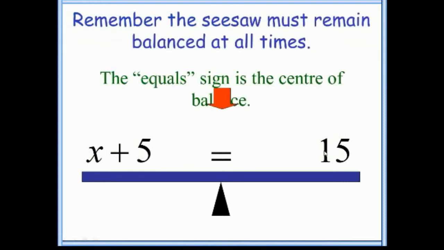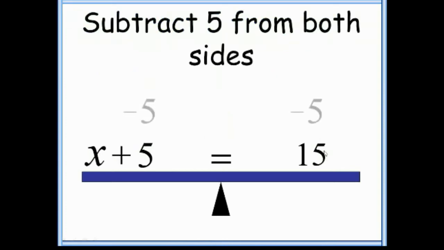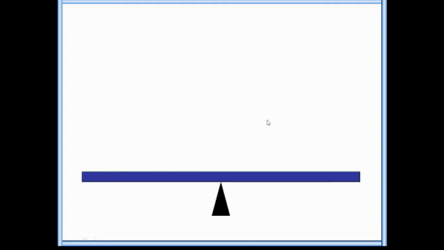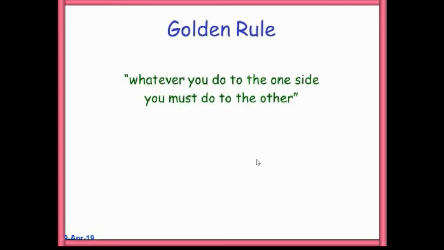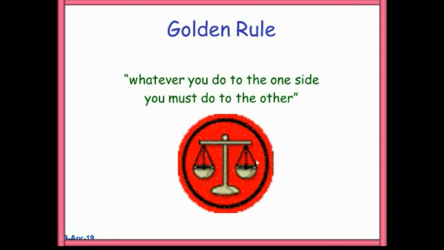So we're going to do minus 5 both sides. So plus 5 minus 5 here will be 0. So x will be on its own. On the other side, 15 minus 5 will be 10. So x is 10, right? x is 10. So we use the balance method to solve the equation. And the golden rule is again, whatever you do to one side, you must do to the other side.